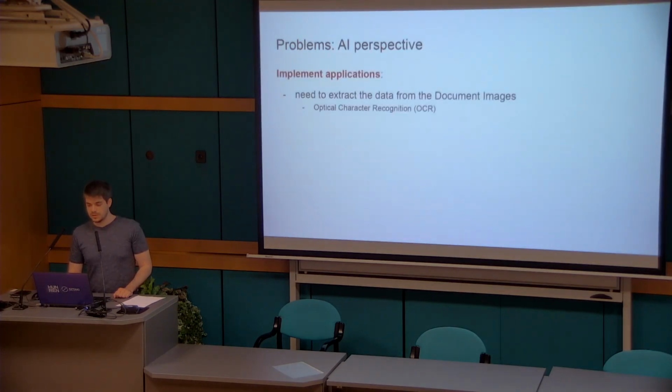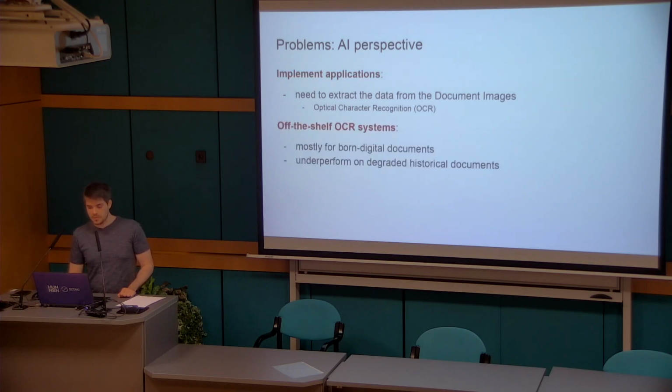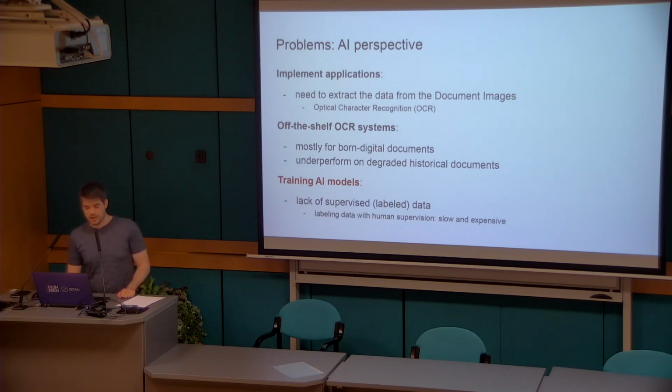What problems do we have to solve because of the data? We would like to implement different kinds of applications which require the extracted text from these document images. So we would need an optical character recognition system. But unfortunately, the off-the-shelf existing OCR systems are mostly for born-digital documents and underperform on this kind of degraded historical data. So we can train different kinds of AI models, but in order to train them, we need supervised or labeled data, which we don't have.